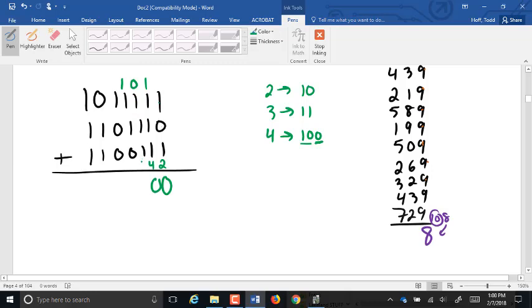0, 1, 1, 1 is 3. That is 1, 1. So I keep the 1 and I carry another 1. Notice I've got 2 carried digits in the same column. That's fine. So I've got 1 and 1 is 2, 3, 4. So I'm going to keep a 0, carry a 0 and a 1. 0, 1, 0, 0, that's just a 1. 1, 0, 1, 1 is a 3, so that's 1, carry the 1. That's a 4 again, so that's 0, carry the 0 and the 1.